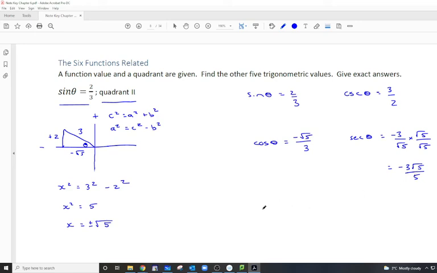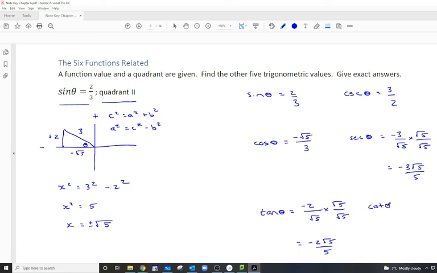Okay, now we're going to do the same thing with tan. Tan theta equals y over x, so 2 over negative root 5. Then you're going to rationalize your denominator. So again, I would move that negative sign up to the top so it doesn't confuse you. So I'm going to call this negative 2 over root 5, even though it was the root 5 that was negative. I'm going to multiply by root 5 over root 5. And tan is going to be negative 2 root 5 over 5.